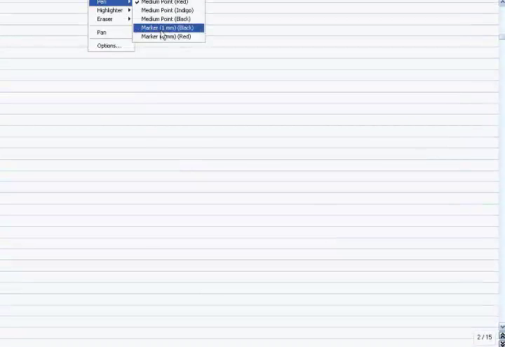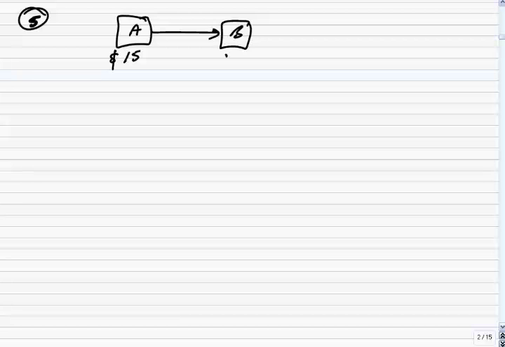So can you turn the page? And let's look at example 5. Division A has costs of 15, they transfer to B. So, forgive me, I'm going to draw a picture again. A has costs of 15, they transfer to B, which has additional costs of 10, and B sells outside for 35.